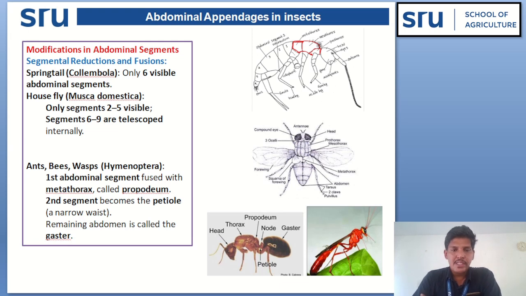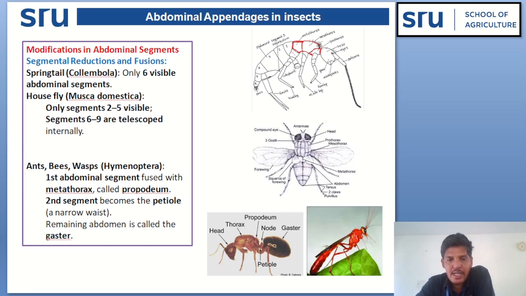Modification in abdominal segment, that is segmental reduction and fusions. In springtail, that is in Collembola, only 6 visible abdominal segments are there: 1, 2, 3, 4, 5, 6. In housefly, Musca domestica, only segments 2 to 5 are visible. The remaining 6 to 9 segments are telescoped internally.